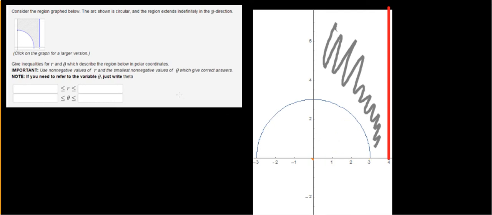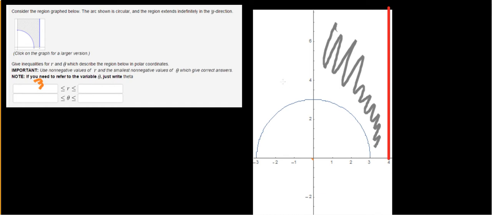And since the shaded region doesn't pass this arc or go below this arc, we know the lower boundary of our shaded region in terms of r is r equals 3. Now we'll figure out the upper boundary last. It kind of requires a little bit of everything, so I'll show you when we get there.